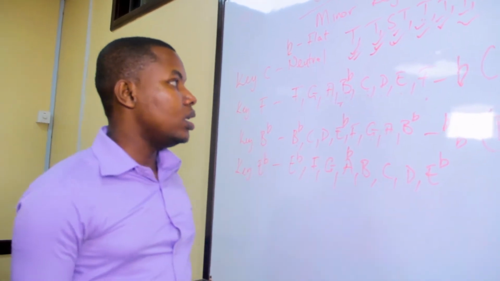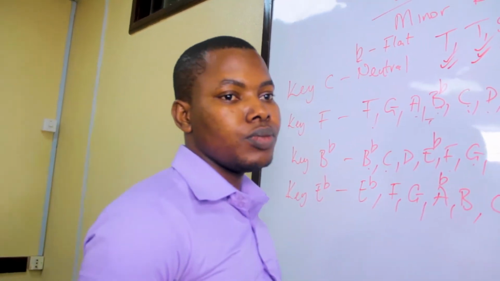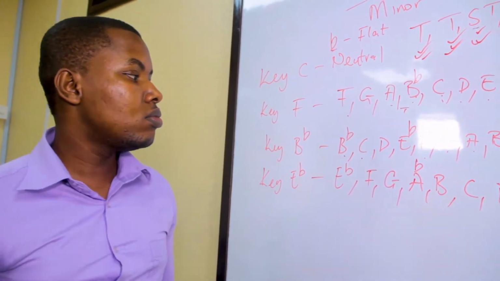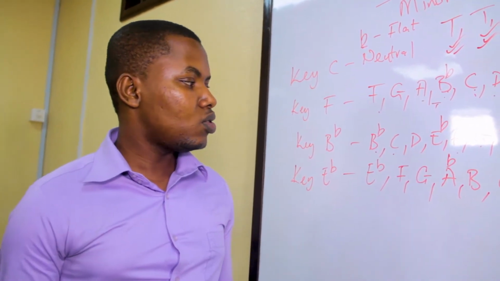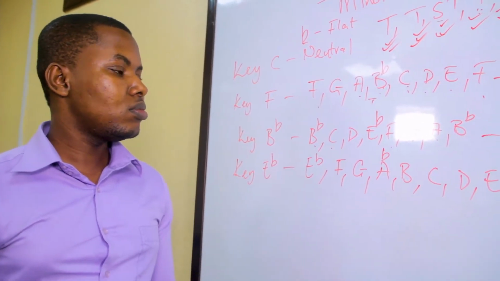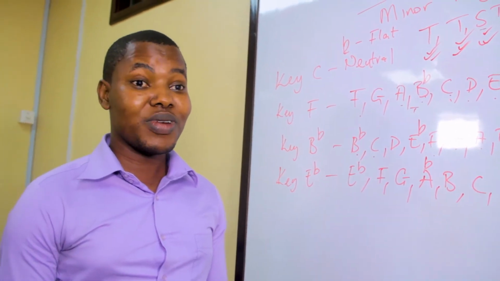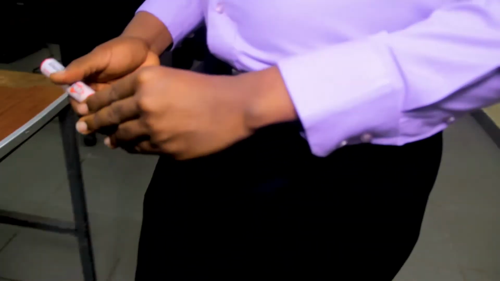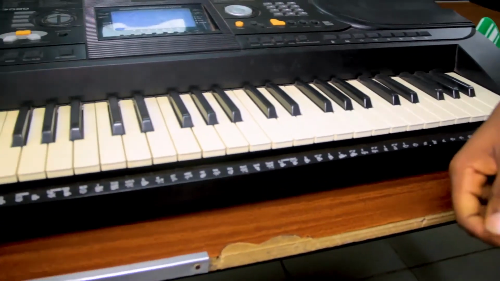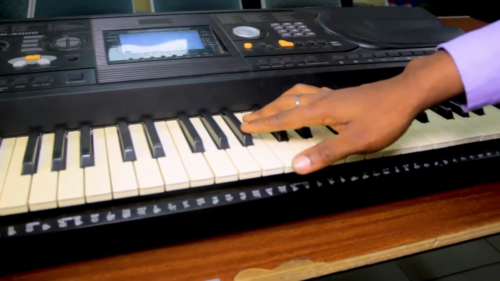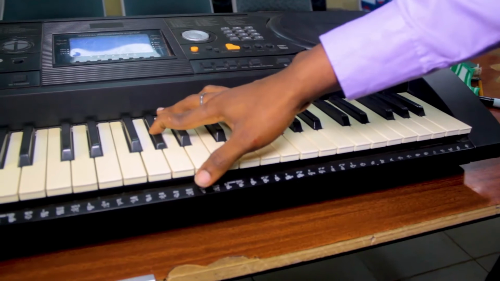Now A flat to B, is it a tone or a semitone? Now A flat to B, is it a tone or a semitone? It's a tone, right? Yes, it's a tone. Now let's go to A flat. A flat to B. This is A flat to B.